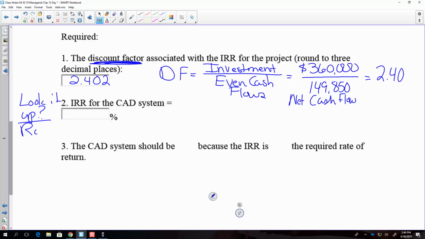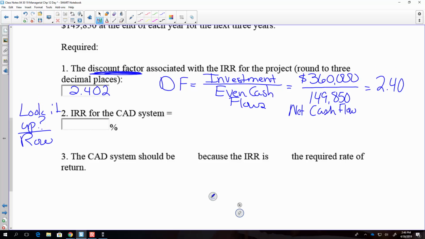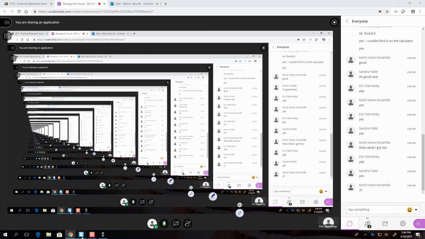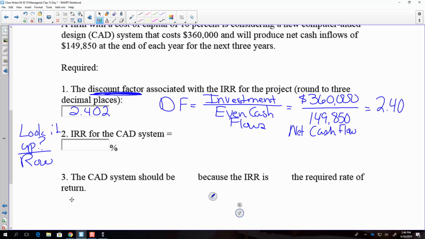What row do I look for? What row am I on? Carla, what row do I look for this 2.402? Excellent. Yep, row 3. And why is it row 3? Because we're expecting this cash flow for 3 years. So this is going to be row 3. Using row 3, we run across the annuity until we hit 2.4.